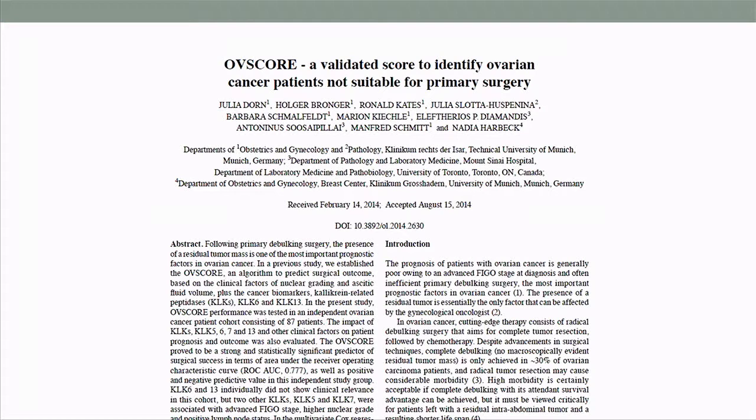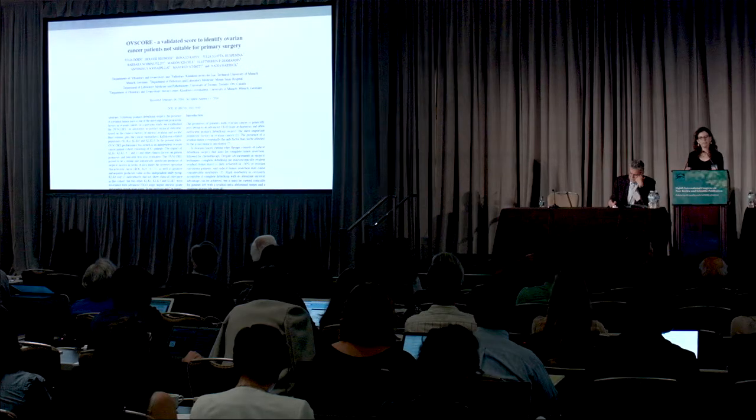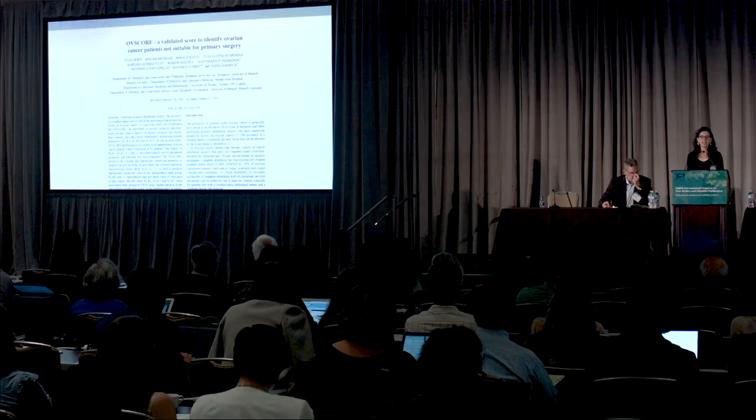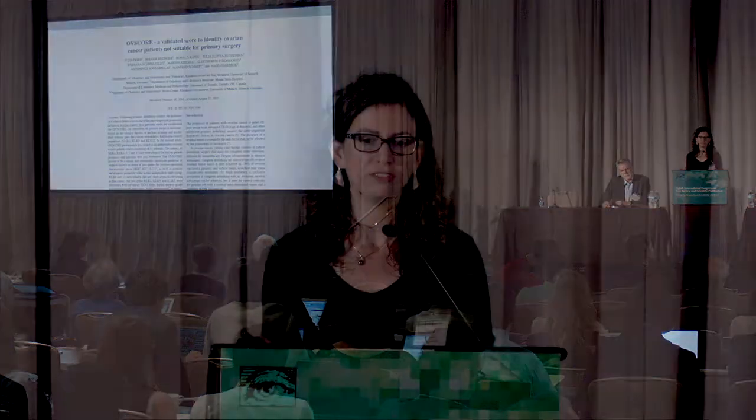The two proteins were KLK5 and 7. The reason I mention them is that in the abstract, they use other KLKs for the algorithm, but not the ones that they actually reported on in the results. They also claim that the OV-score is a strong and statistically significant predictor of surgical success, but there is no statistical test in the results. They only report an AUC value.